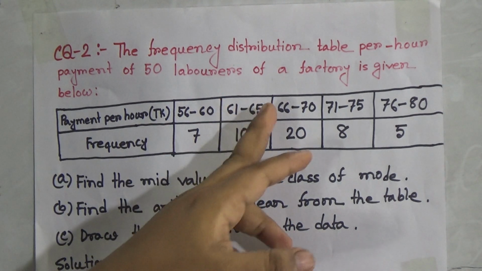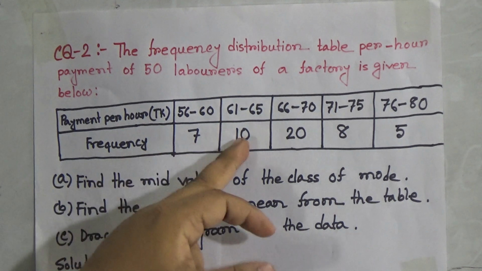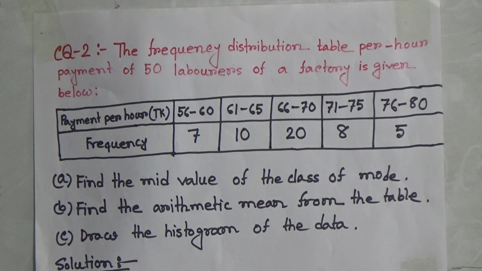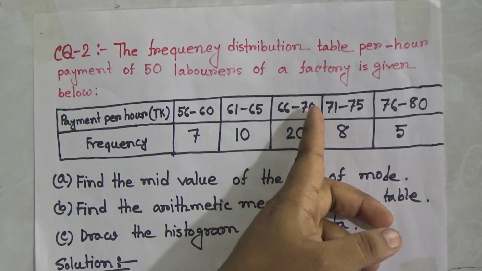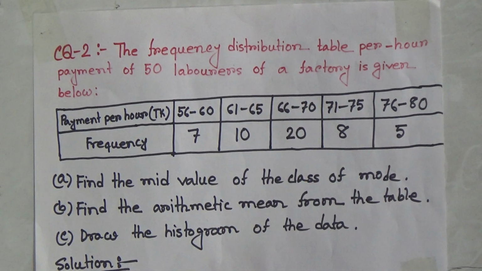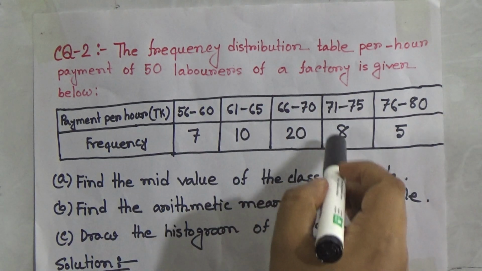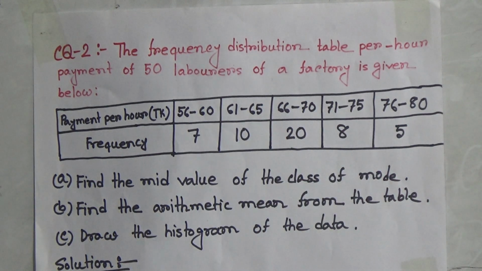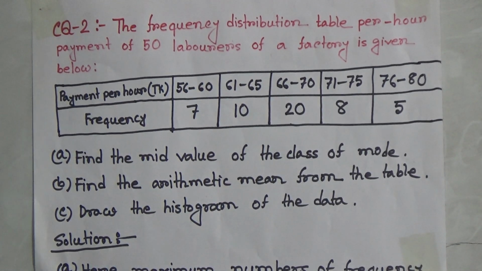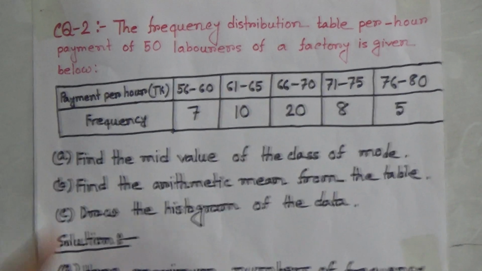Then 61 to 65, in this limit 10 laborers get payment. 66 to 70, in this limit 20 laborers get payment. Then 71 to 75, 8 laborers get payment. 76 to 80, 5 laborers get payment. So my dear students, by using this frequency distribution table we shall solve questions A, B and C.